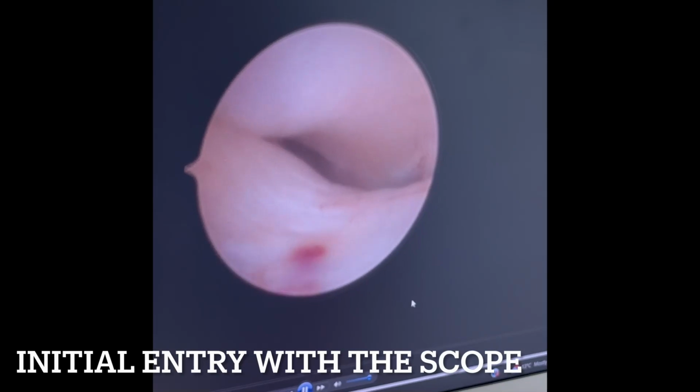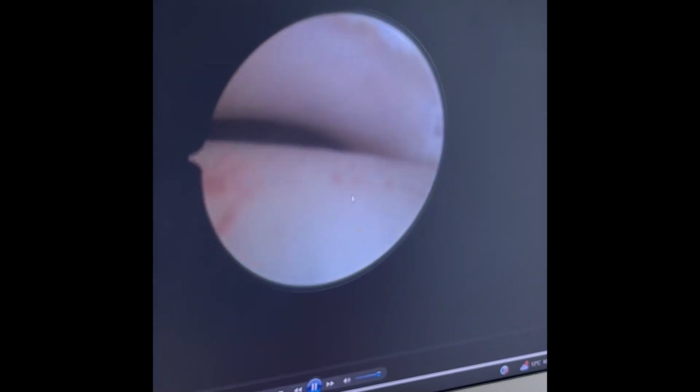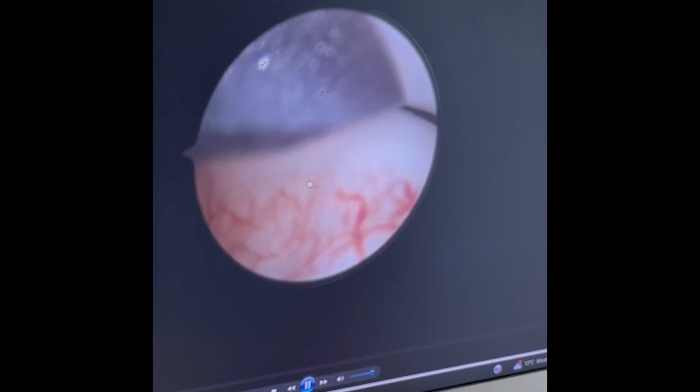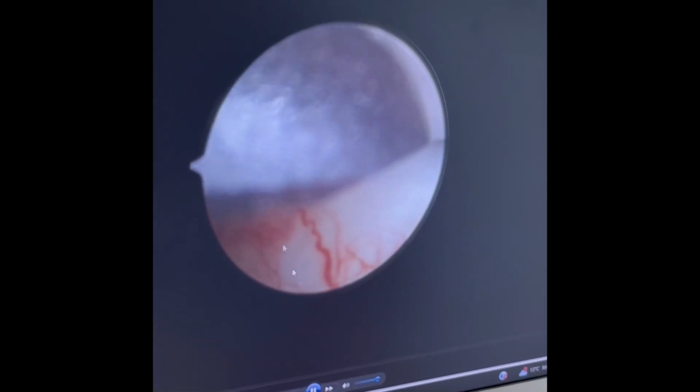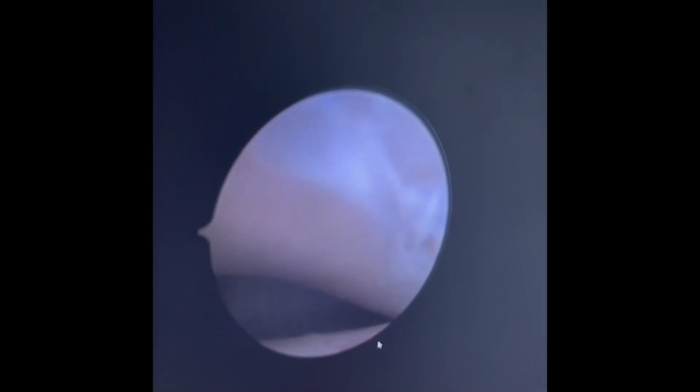So this is the view on initial entry into the left temporomandibular joint. At this stage, there's just the outflow needle and obviously the scope. The scope is at the very posterior part of the joint, so we're looking forward. This arrow here demonstrates how we're looking forward. So this is the anterior recess, this is the medial compartment, and we're looking to see if there are adhesions, to see where the disc is displaced, and if there are perforations, and to assess the general state of the joint.